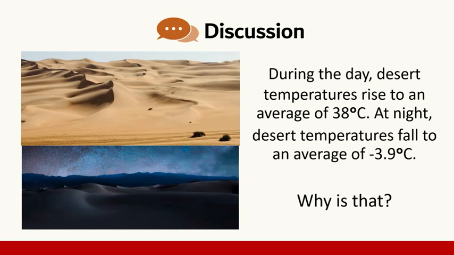Now, this is another question. During the day, desert temperature rises to an average of 38 degrees Celsius. Yes, this is actually higher than the human temperature, because the average human temperature is 36 degrees Celsius. And surprisingly, at night, desert temperature falls to an average of minus 3.9 degrees Celsius, which is lower or colder than the average temperature in Bandung. Again, why is that?